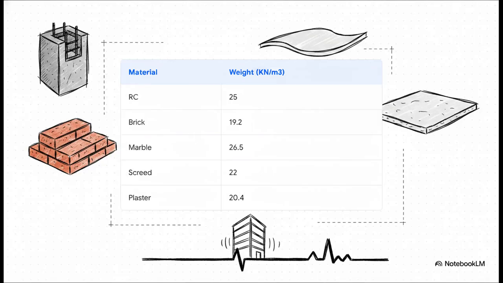But before we can even think about running this simulation, we have to translate these physical construction materials into exact mathematical weights. Reinforced concrete, that's our heavy hitter, coming in at 25 kilonewtons per cubic meter. But the dead loads add up super fast. You've got brick masonry at 19.2, marble for the staircases at 26.5, screed at 22, and plaster at 20.4. Getting these baselines right is absolutely essential. This is the massive static burden our frame carries before the ground even starts shaking. Buildings are unimaginably heavy, and the math just doesn't lie.